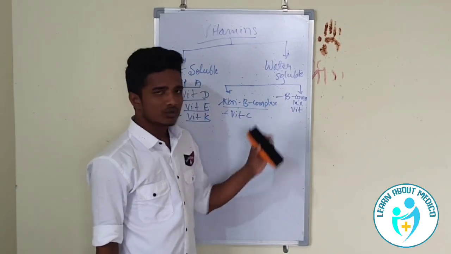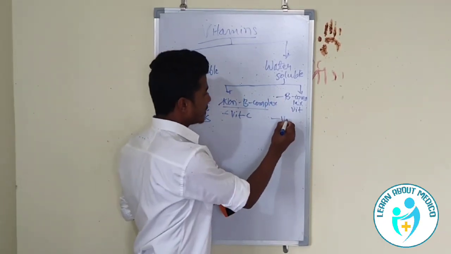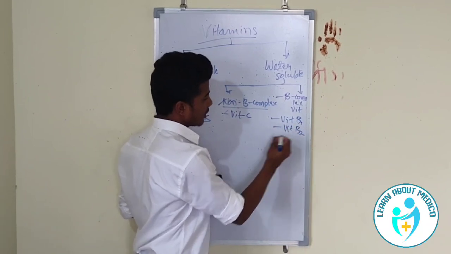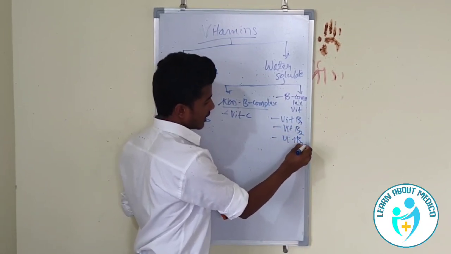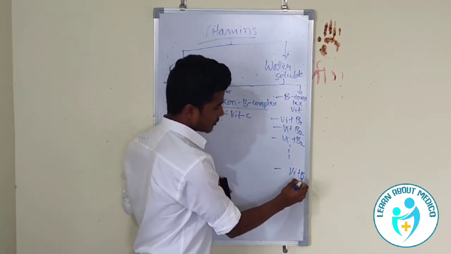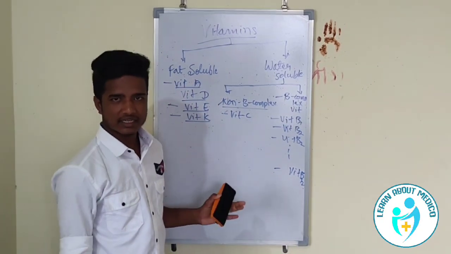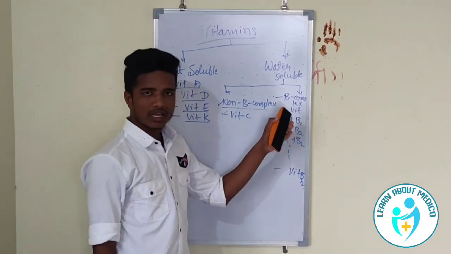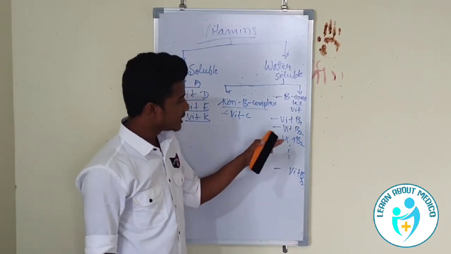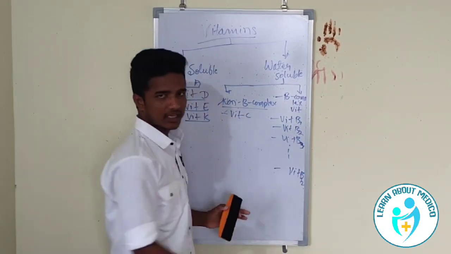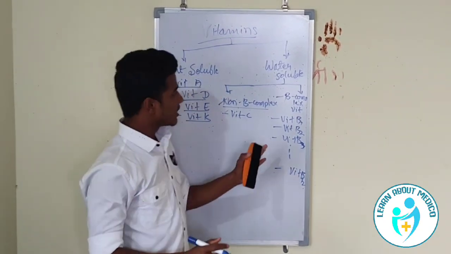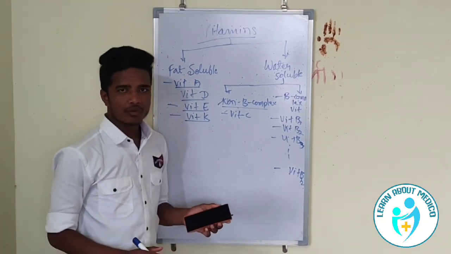In B complex vitamins, we have vitamin B1, vitamin B2, vitamin B3 and so on, up to vitamin B12 as well as folic acid. Vitamin B1 is also called thiamine, vitamin B2 is riboflavin, and vitamin B3 is niacin. These are the classifications of vitamins.